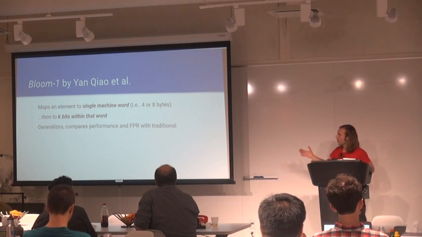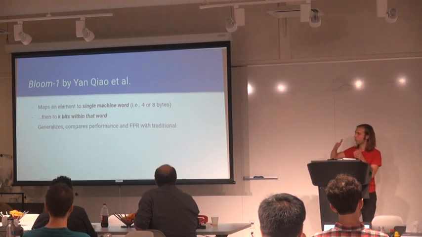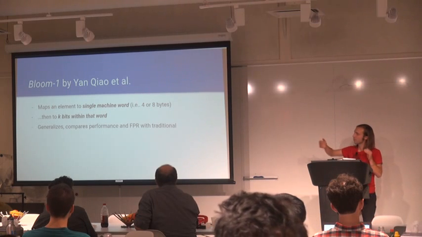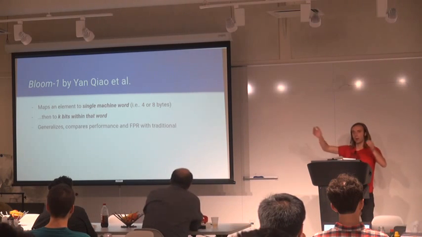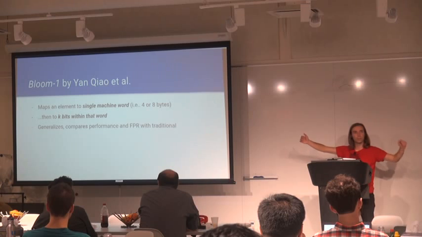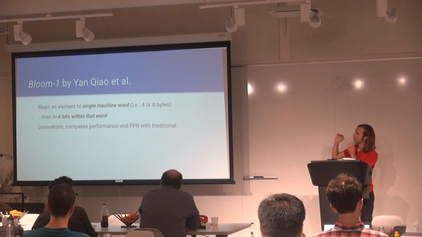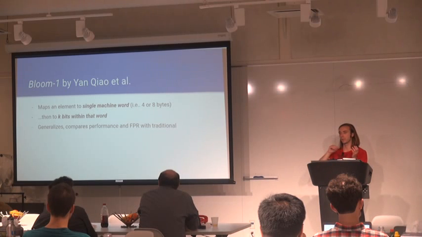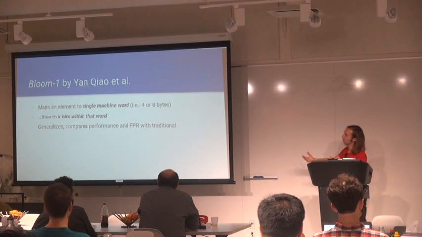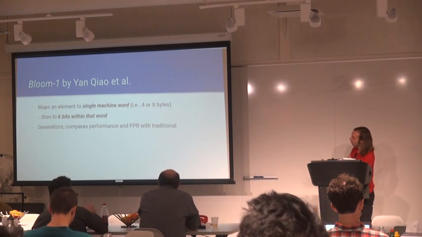So the difference is, whereas in the traditional Bloom filter, if you're using 3 bits, those bits could be spread out arbitrarily across your array, with Bloom-1 you're guaranteed only 1 memory access. So every insert only accesses a single machine word.